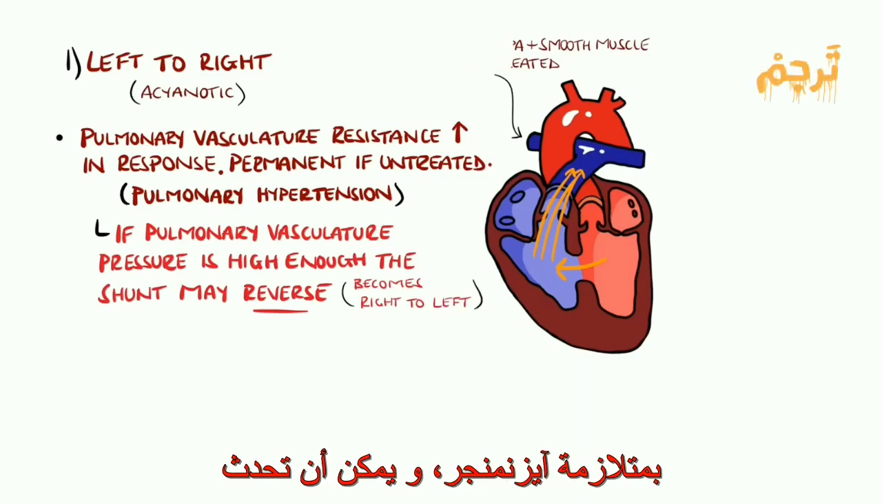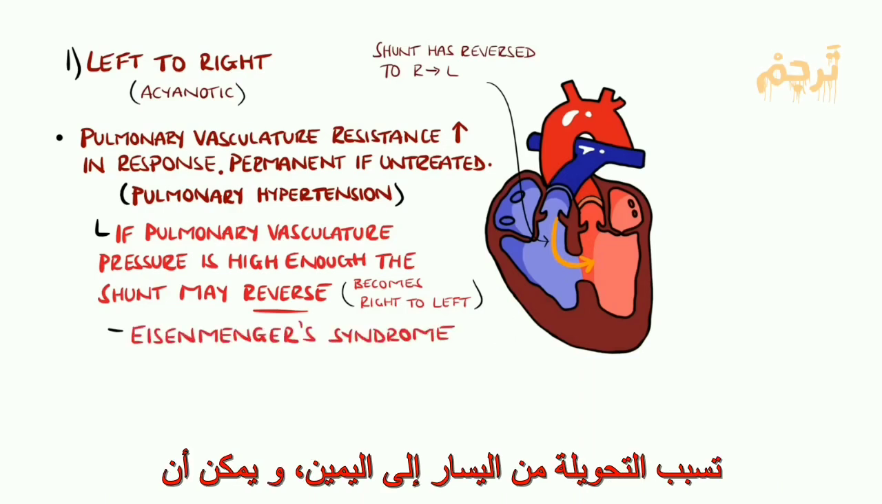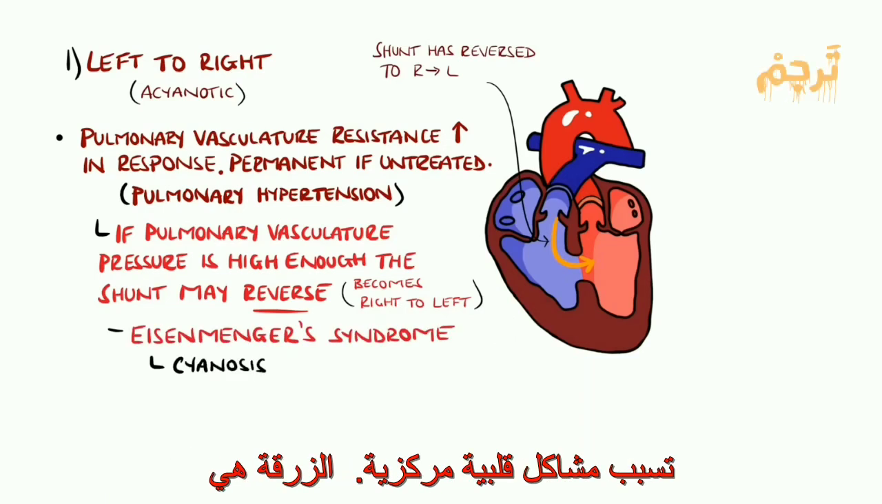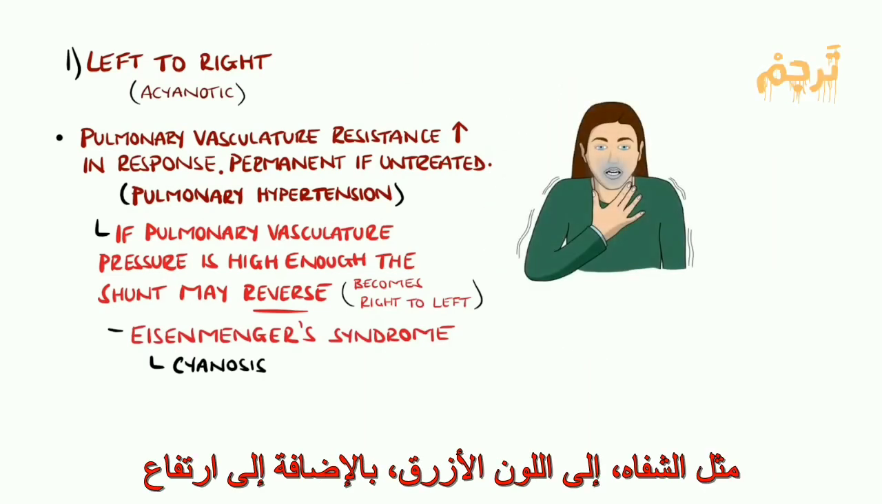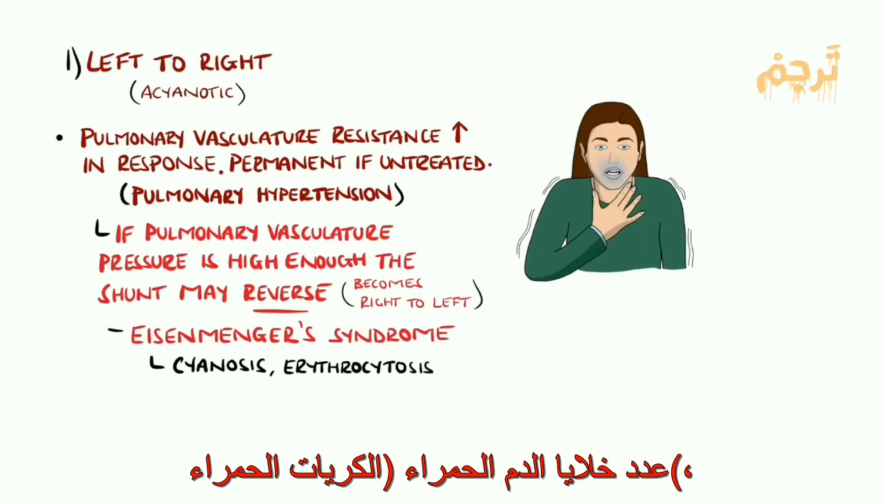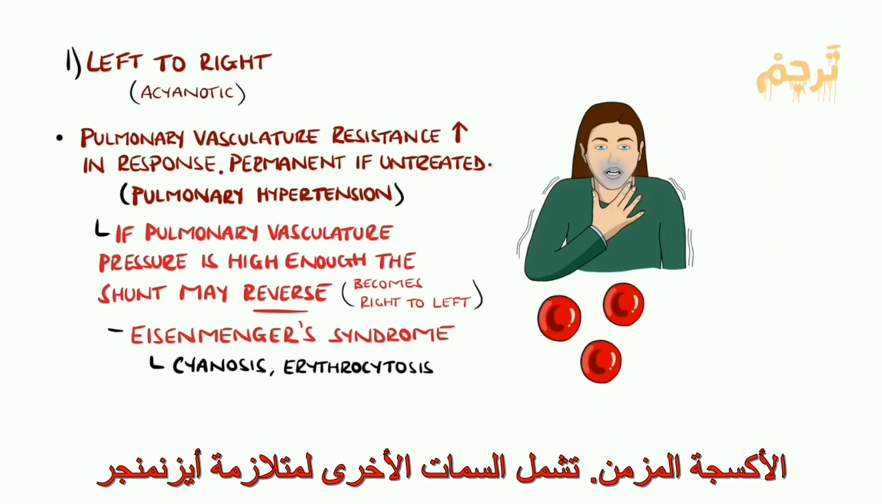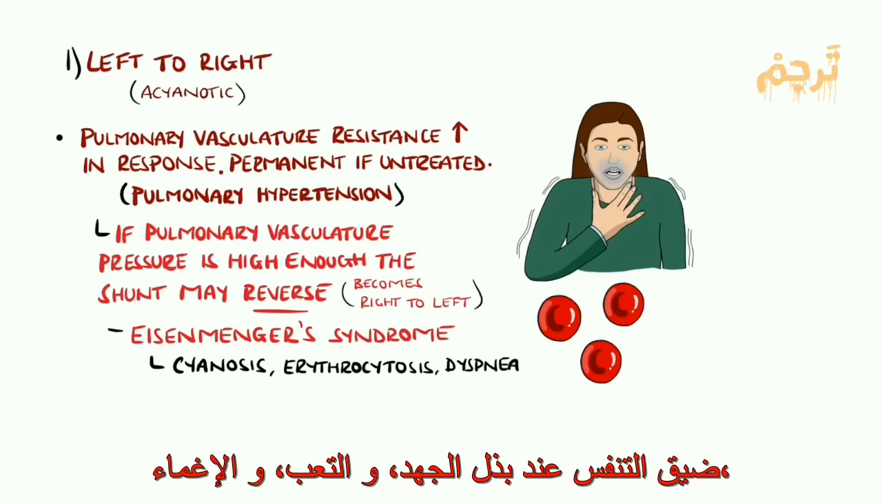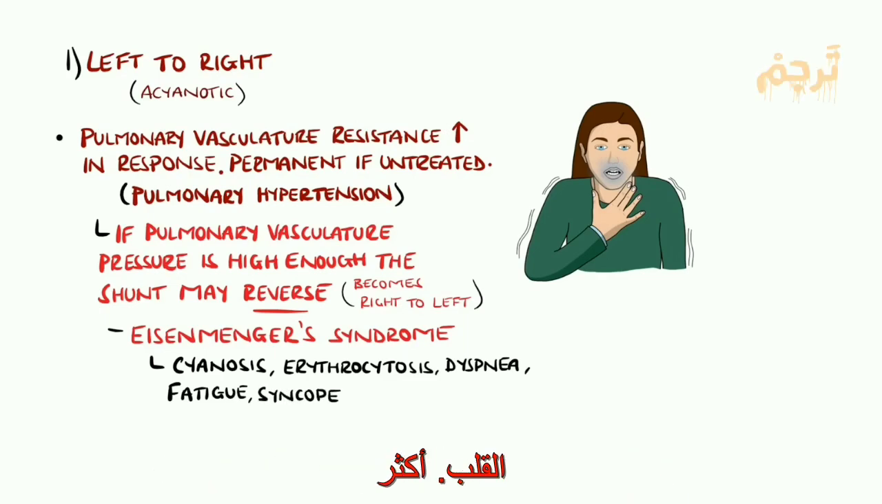This is known as Eisenmenger's syndrome, and can occur with all congenital heart diseases causing left to right shunting. It can cause central cyanosis, so a blue discoloration to the mucous membranes such as the lips, as well as an elevated red blood cell count, termed erythrocytosis, which occurs in response to chronic hypoxemia. Other features of Eisenmenger's include dyspnea on exertion, fatigue, syncope, and as we mentioned, can lead to heart failure.